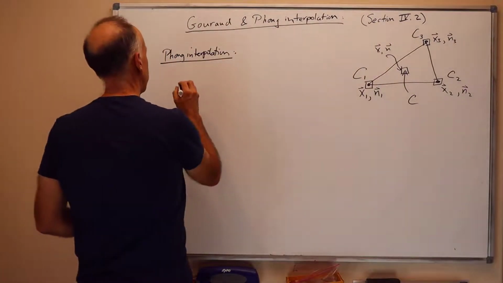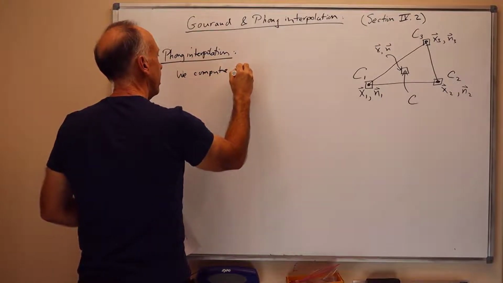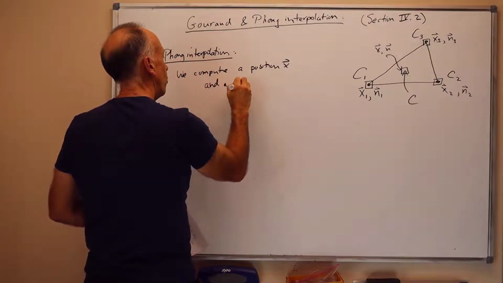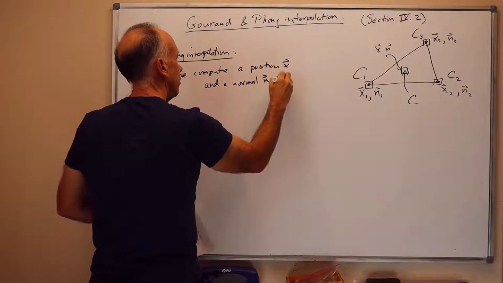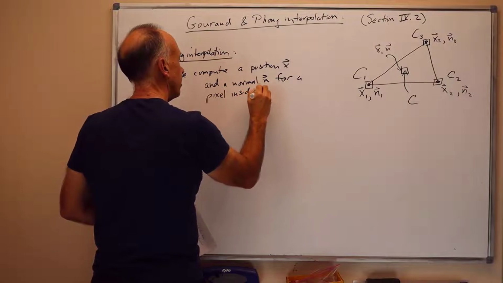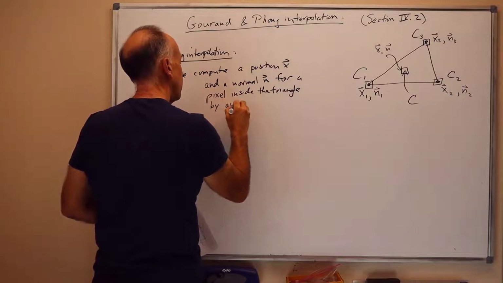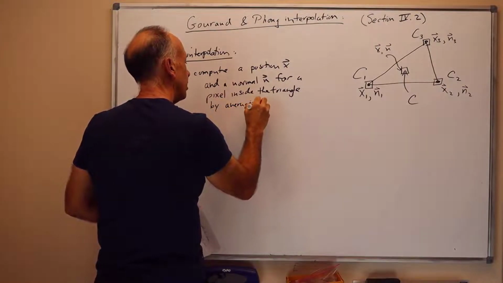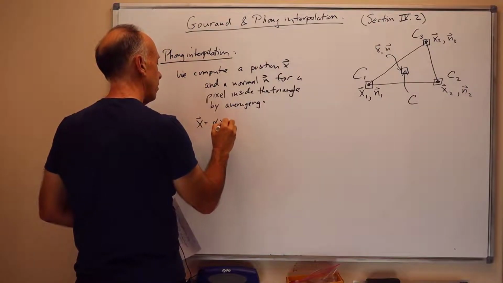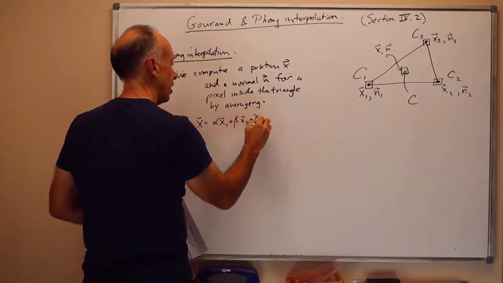So for Phong interpolation, we compute a position X and a normal N for a pixel inside the triangle by averaging. So instead of averaging the colors, we're averaging the normals and the positions. So X will end up being something like alpha X1 plus beta X2 plus gamma X3.